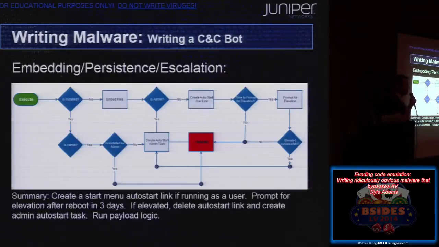And if they say no, that's fine. We'll try again in 3 days. Eventually, they're going to say yes, and we'll get through. So once we get admin privileges, the next thing we want to do is create the auto start admin task.